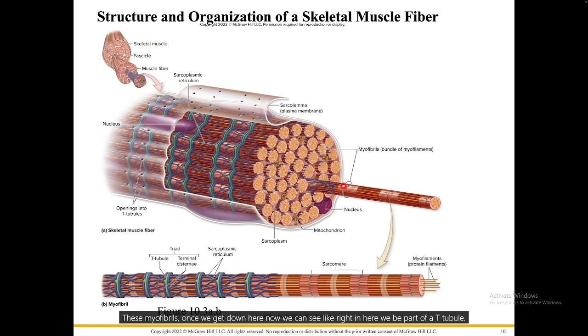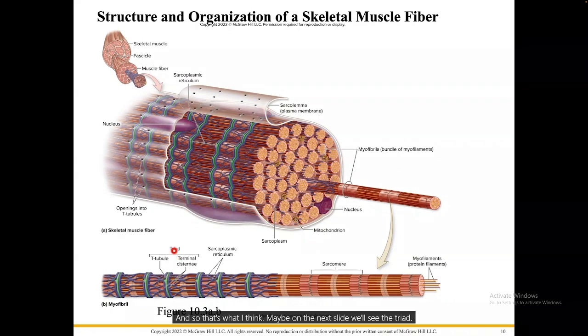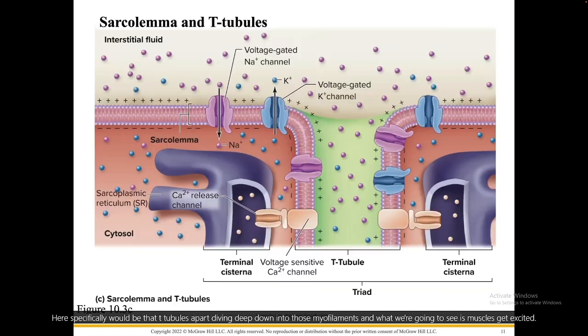Once we get down to these myofibrils, right in here we can see part of a T-tubule. There's one labeled because the muscle cell is going this way and these are going transverse to it. So here would be a T-tubule and there's another T-tubule. Each of these T-tubules meets two things, so there are actually three things here. On the next slide we'll see the triad, and we're going to zoom in to right in here. Here specifically would be that T-tubule, the part diving deep down into those myofilaments.